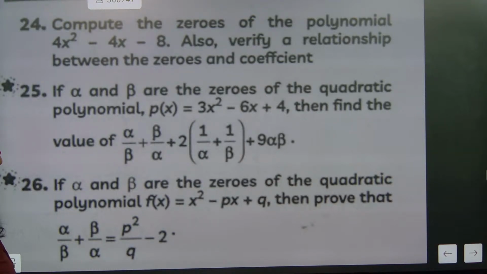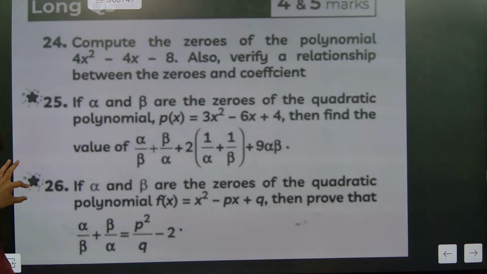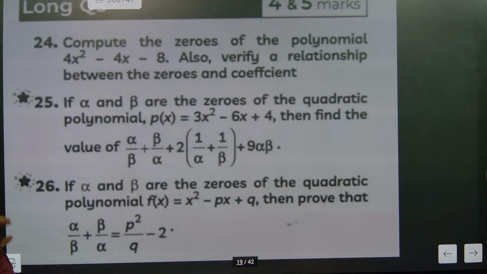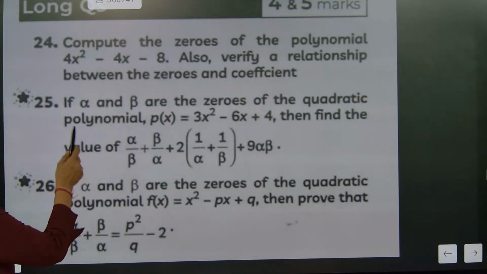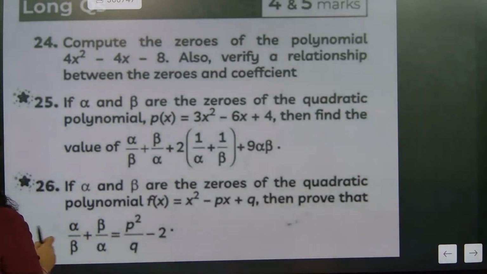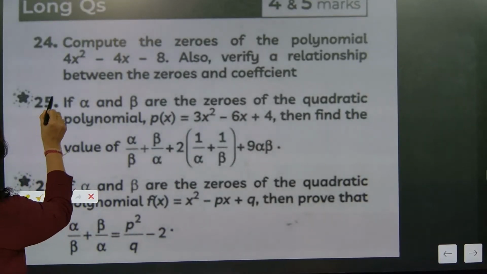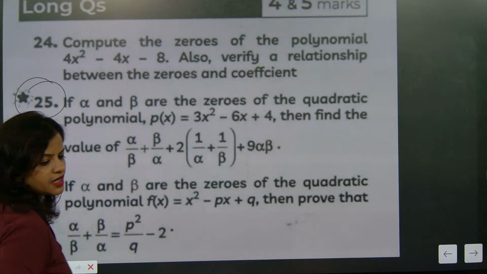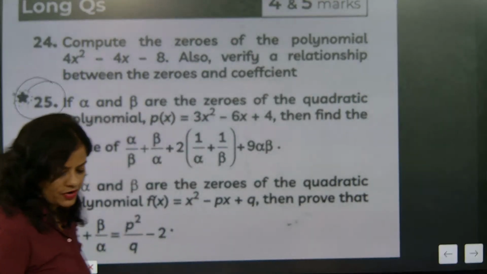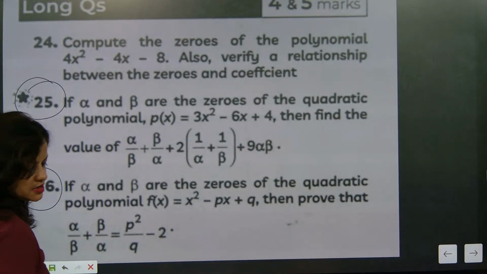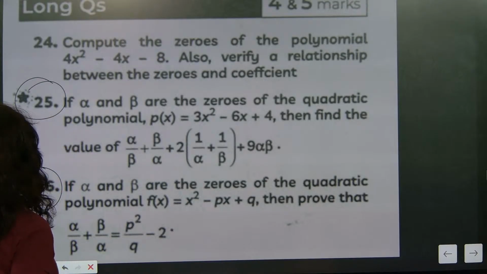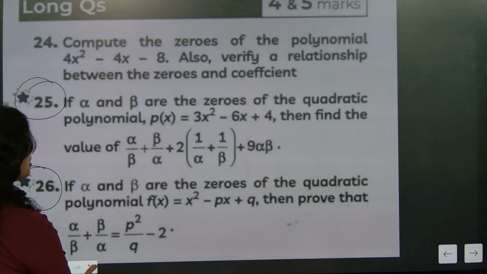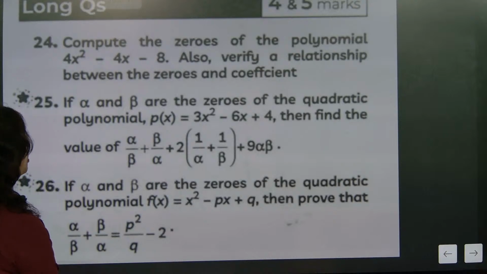If alpha and beta are the zeros of the quadratic polynomial, then find the value of this. We must do questions like this. I will be teaching you this question. The 25th and 26th questions are star mark questions, these two questions. First we must solve 25 and 26. So are we ready for the 25 and 26 questions? Please listen to me carefully. 25 and 26 I will solve.